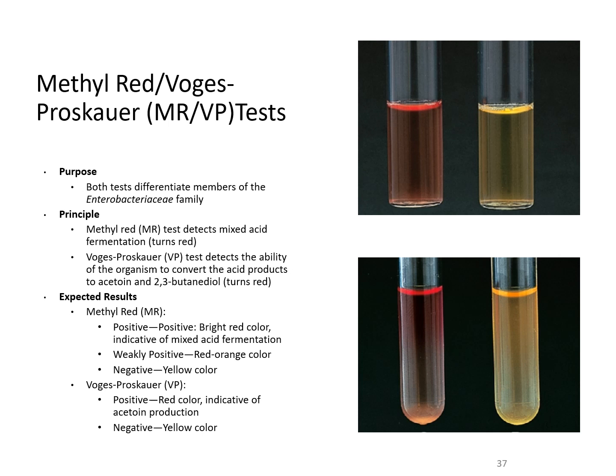With our methyl red, we're looking for the red color, which would indicate a positive test, or a yellow color, which is negative. So this is our MR. And then here we have our VP. And so with this one, you're looking for this red color, and then this one, of course, is negative.